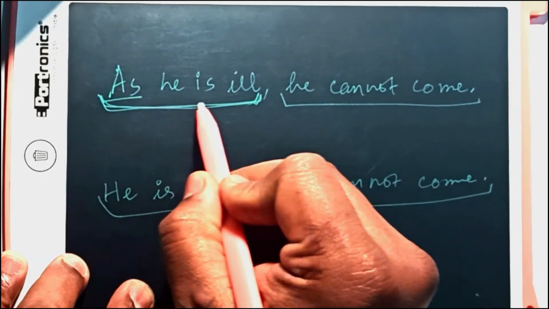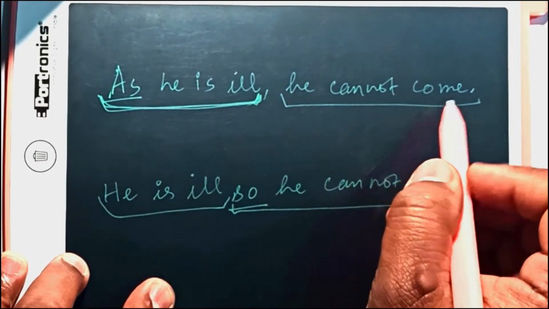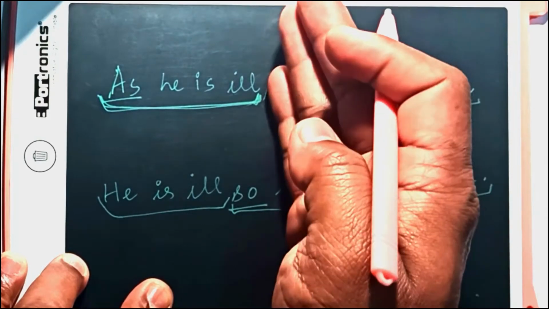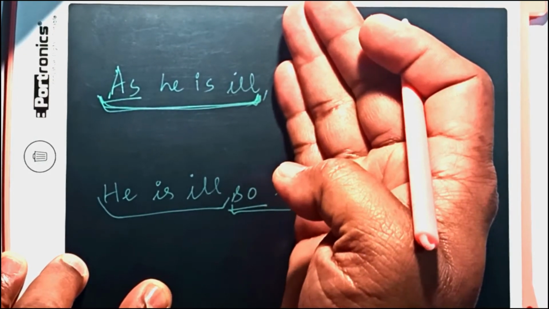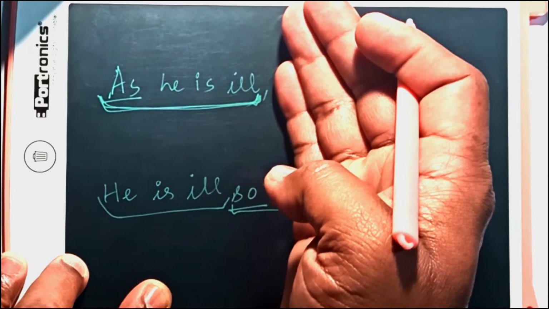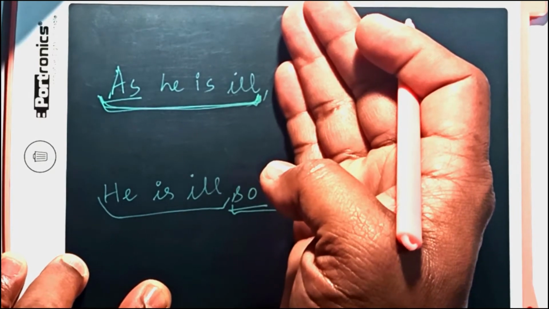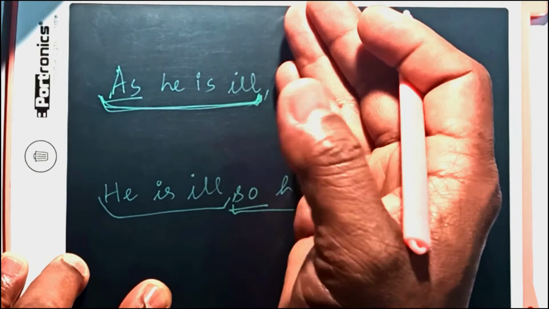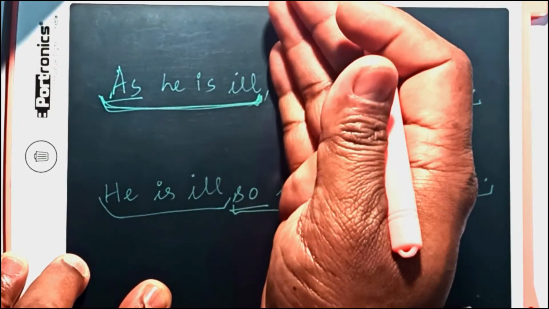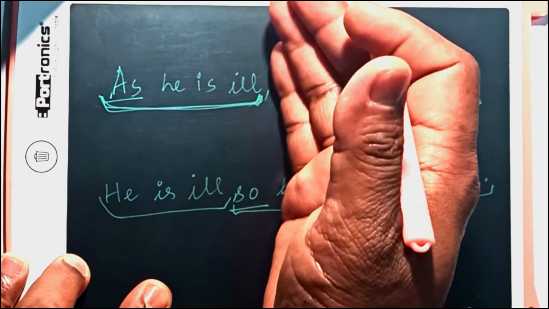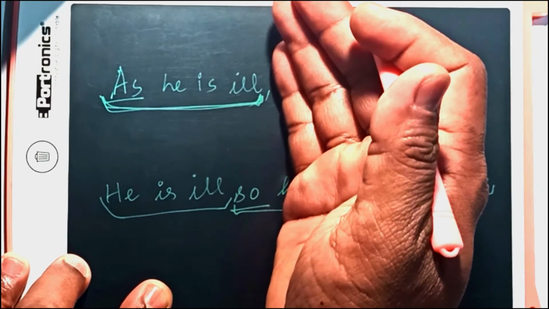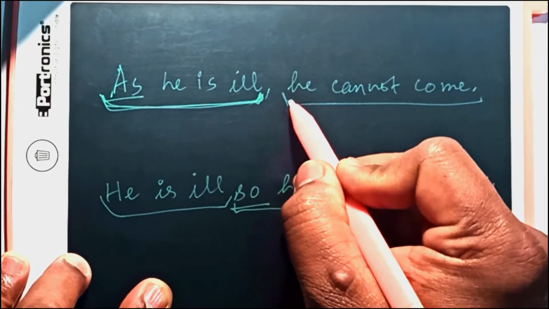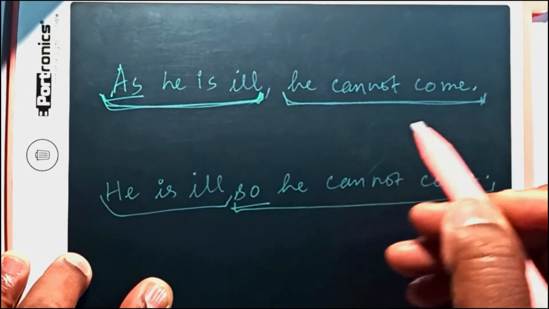And when we read this sentence, let's not look at this part. So let's see, "as he is ill." Now the problem in the sentence is that we cannot fully understand what this particular sentence is trying to tell us. So it is incomplete. It doesn't give us a complete sense. That's why we need the help of another part in the sentence.